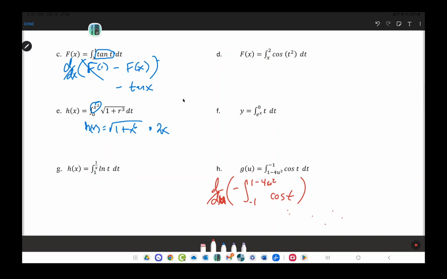No, these are not improper. So the derivative and the integral will cancel out, which will leave you with cosine of my bound. Now, in fact, negative cosine of my bound, 1 minus 4u squared, times the derivative of that bound. And what's the derivative of 1 minus 4u squared? Negative 8u. Negative times negative is positive. 8u cosine of 1 minus 4u squared.